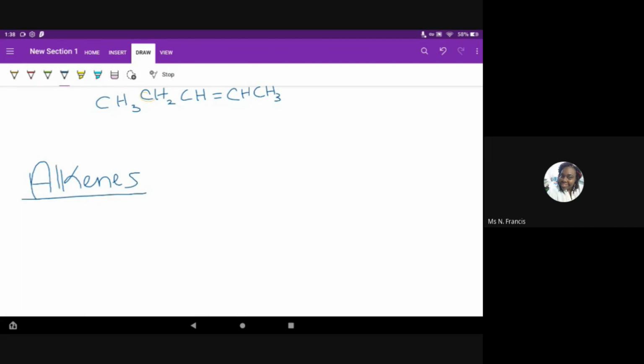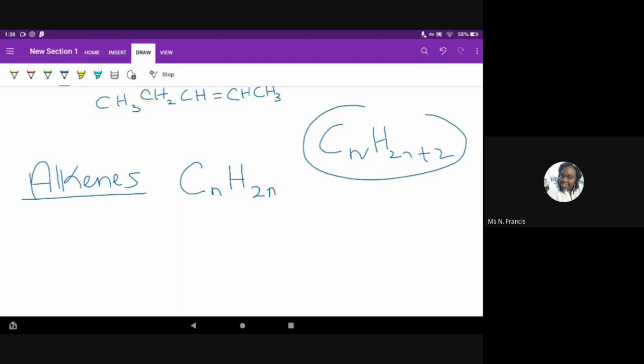All right, now our general formula for alkenes is CnH2n. What you're going to realize is that my alkenes will have 2 hydrogens less than your alkanes. So my alkanes was CnH2n+2. Now you're noticing that the general formula for alkenes is CnH2n. All right, now what will cause something like that?